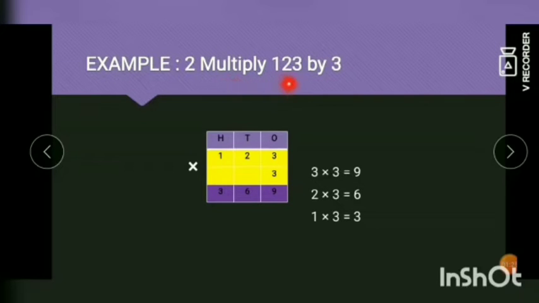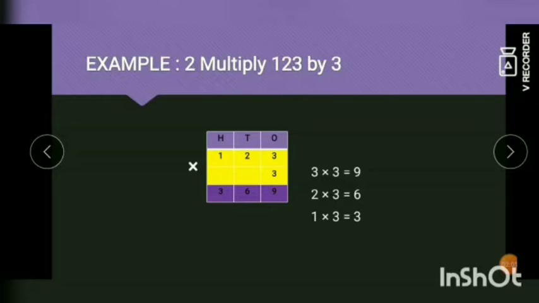Multiply 123 by 3. So first we write the number 123 in the place value chart. The number 3 is in ones place and 2 is in tens place and 1 in hundreds place. Then we write the number 3 in the ones place. So first we multiply the ones place value. So 3 3s are 9. So we write the number 9 in the ones place.